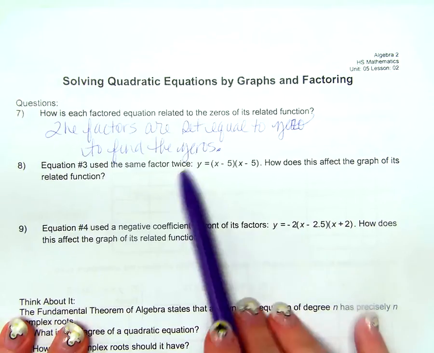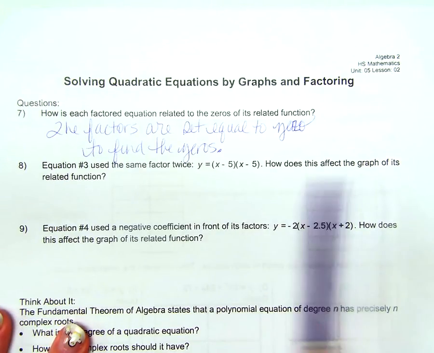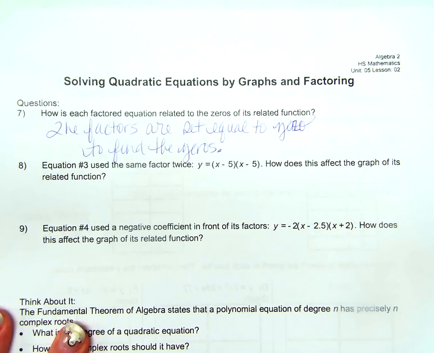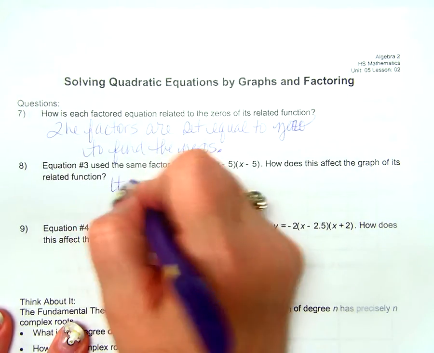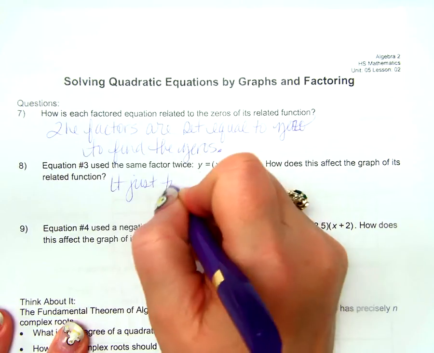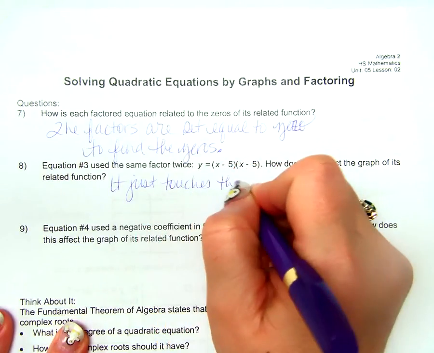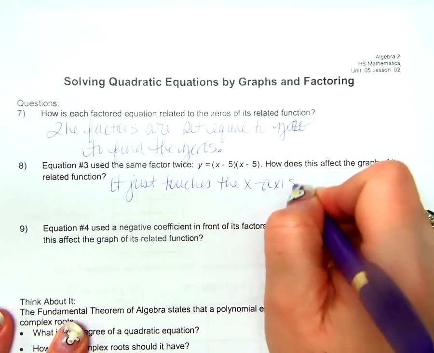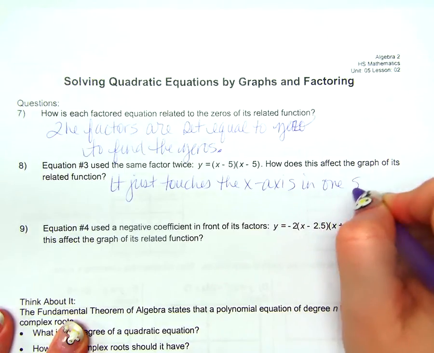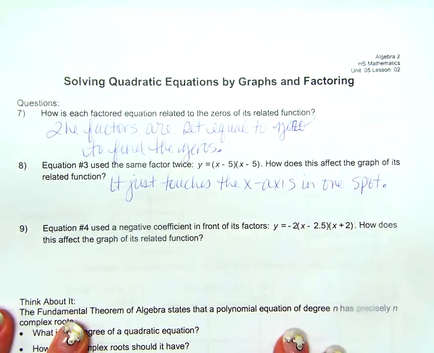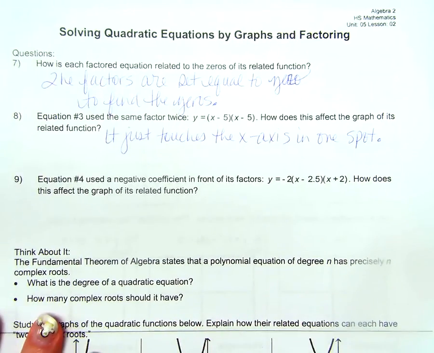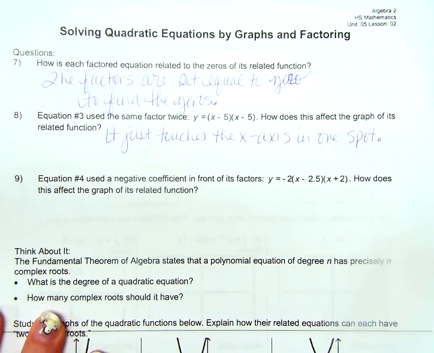Okay? Look at number 8. Equation number 3 uses the same factor twice. How does this affect the graph of its related function? It just touches the x-axis in one spot. There's a special name for those, and we'll get to it here in just a second. I don't want to spoil it. That's also foreshadowing.